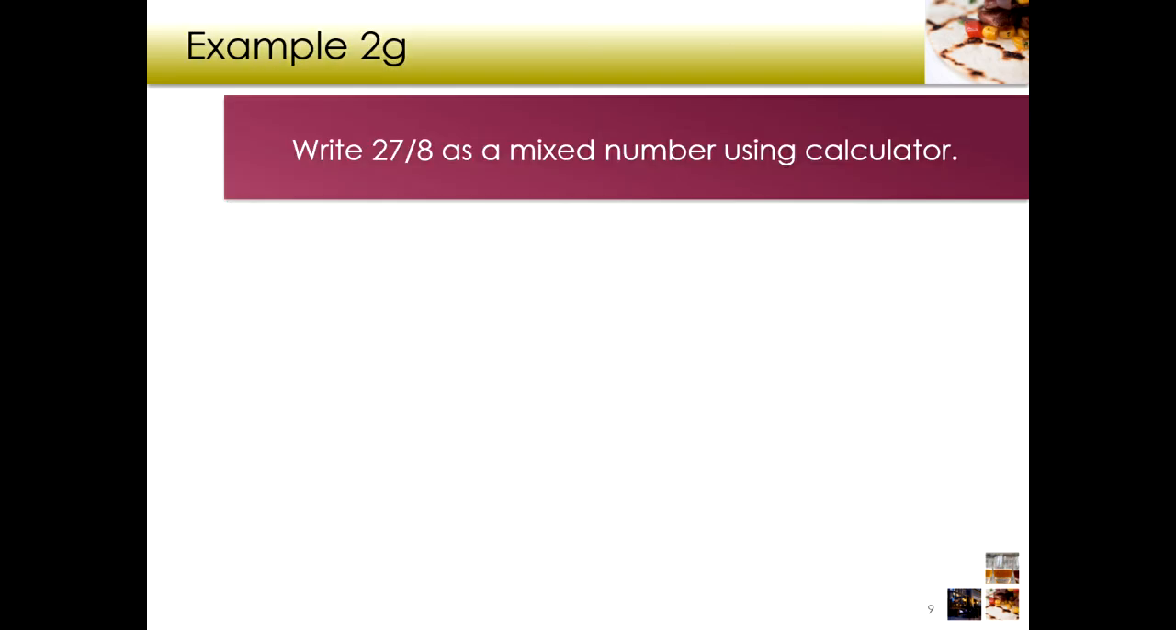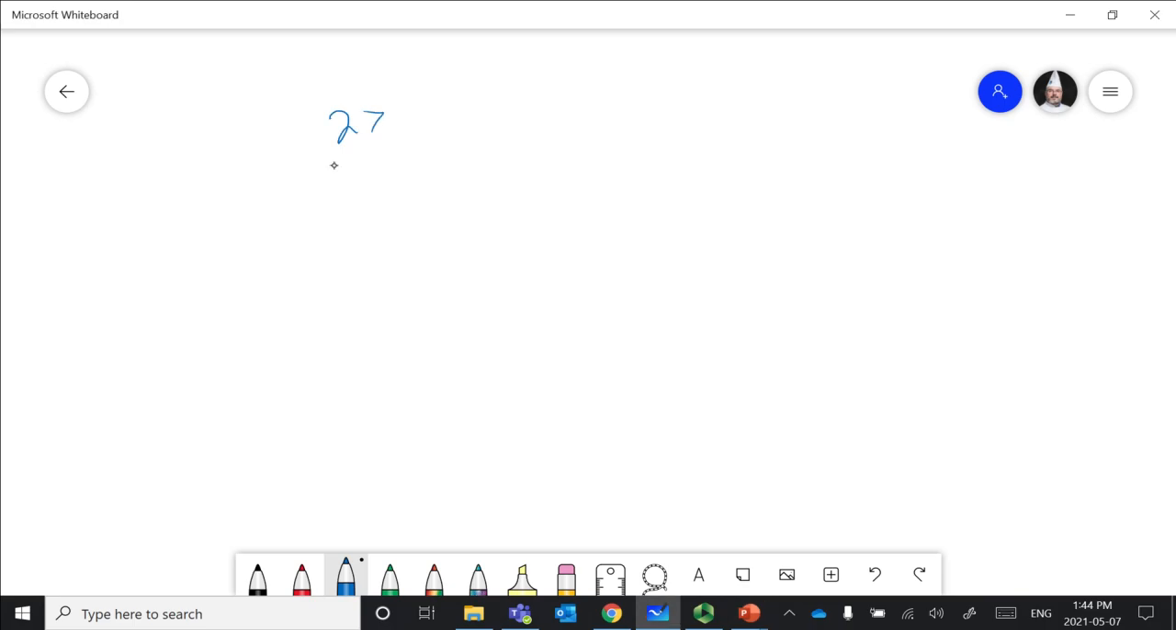So we have 27 out of 8, right? 27 eighths. So if we want to write this as a mixed number using our calculator, we take 27 and divide by 8, which will give us 3.375. So right off the bat, our whole number here is 3. So I'm going to put that over here. Our denominator is still 8. Now we're just trying to figure out what our numerator is here.